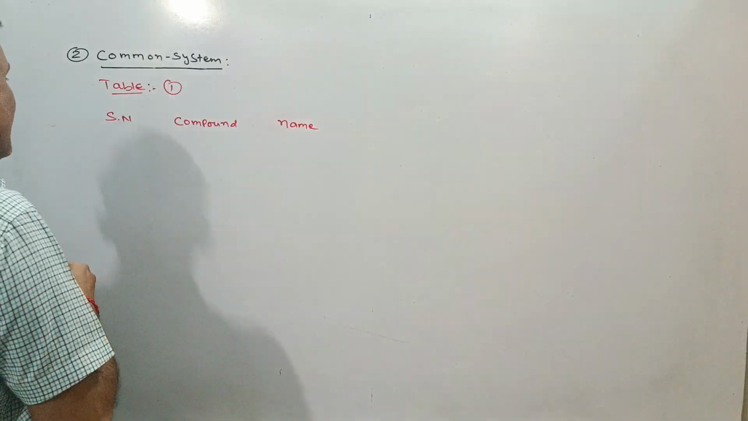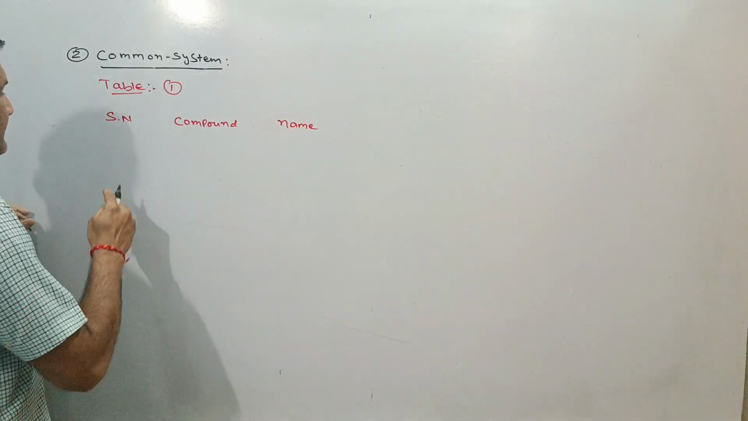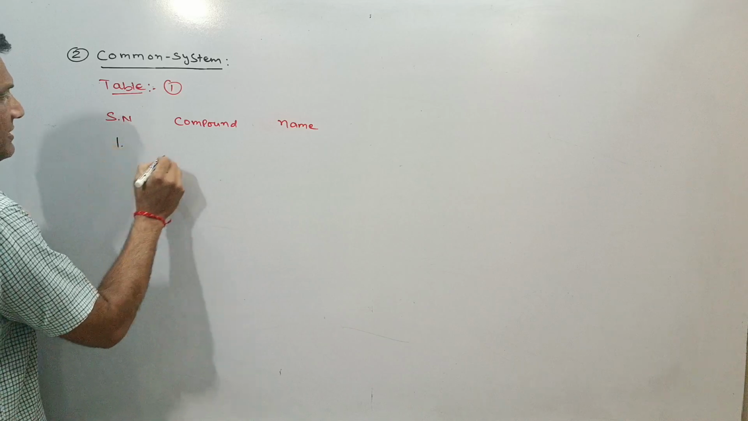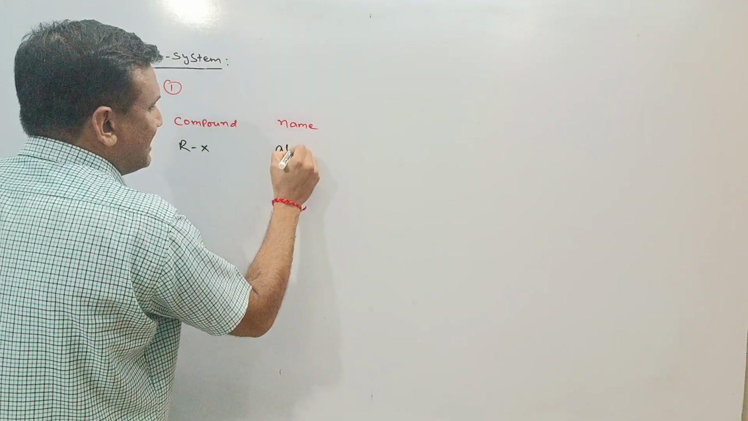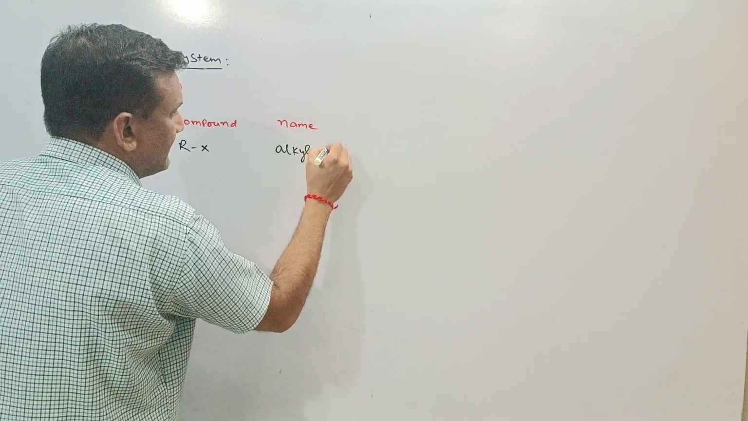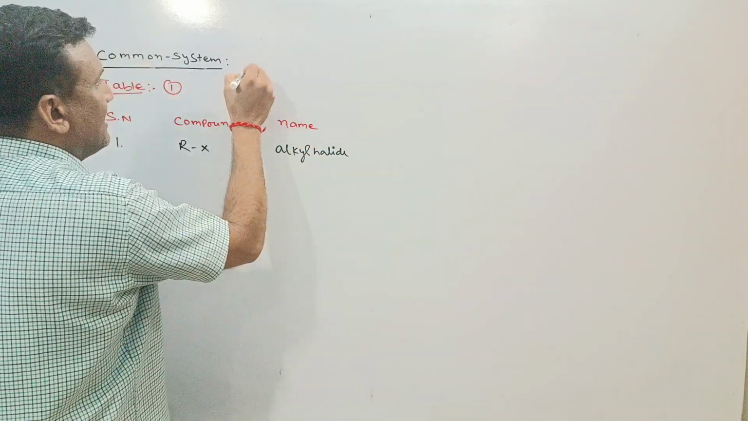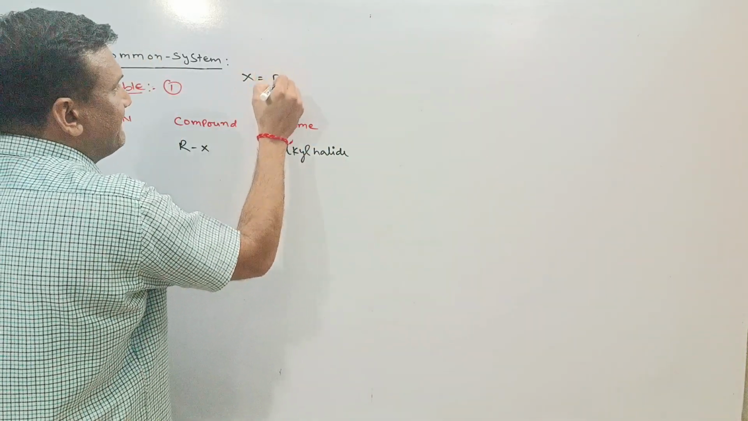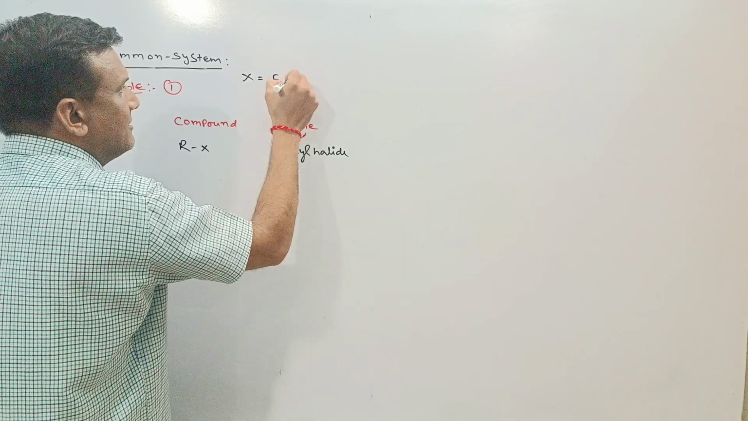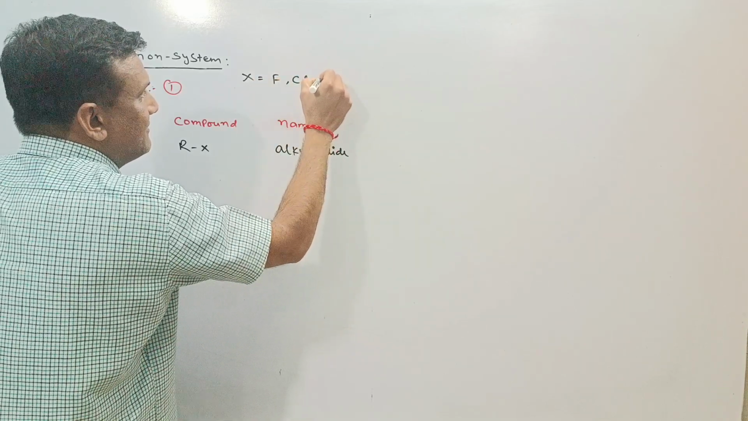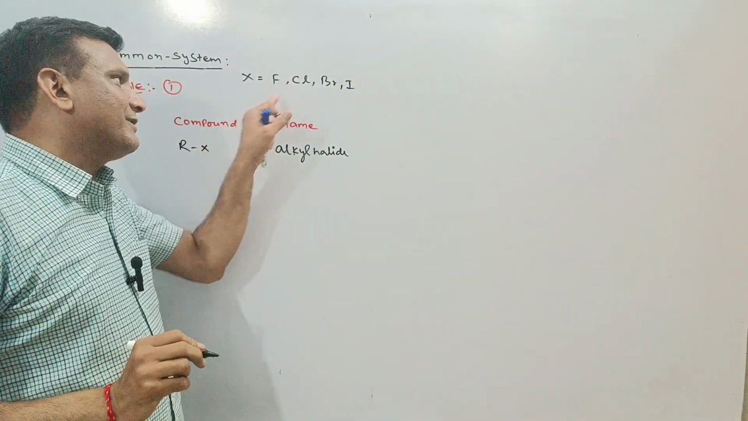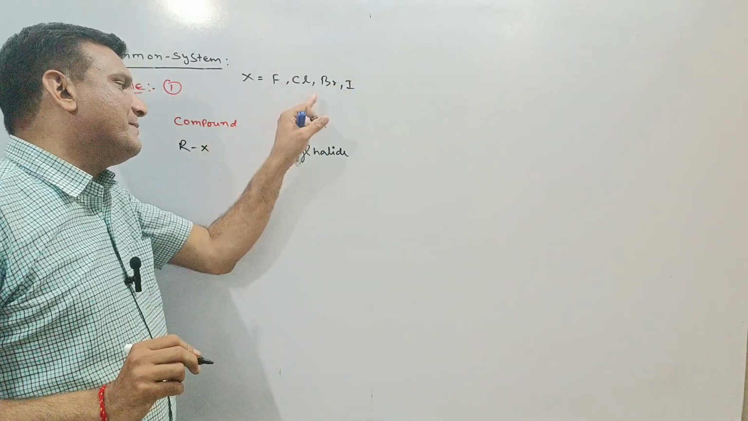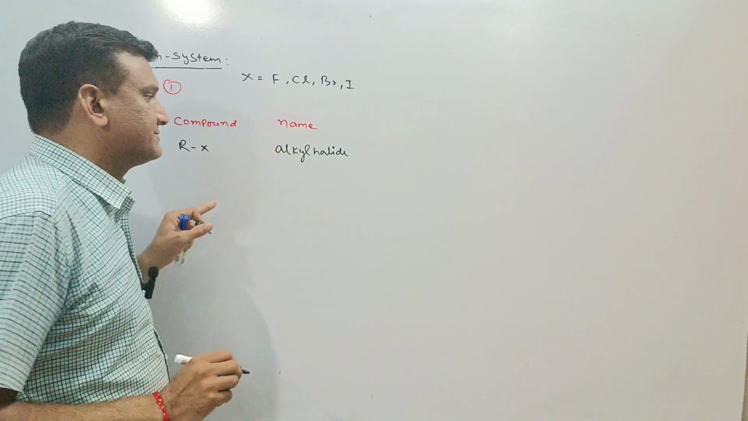First of all, I would like to go with number 1. That is very important. It is called RX. RX is called alkyl halide. As a halogen, X equals F, then it will be alkyl fluoride. For Cl, chloride. For Br, bromide. For I, it will be iodide. Alkyl fluoride, alkyl chloride, alkyl bromide, alkyl iodide, like this.